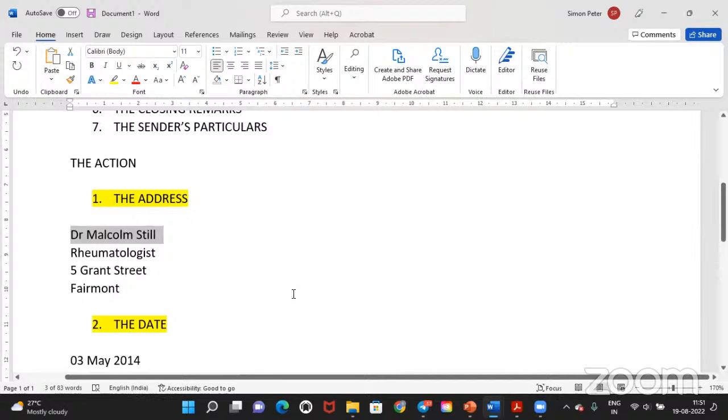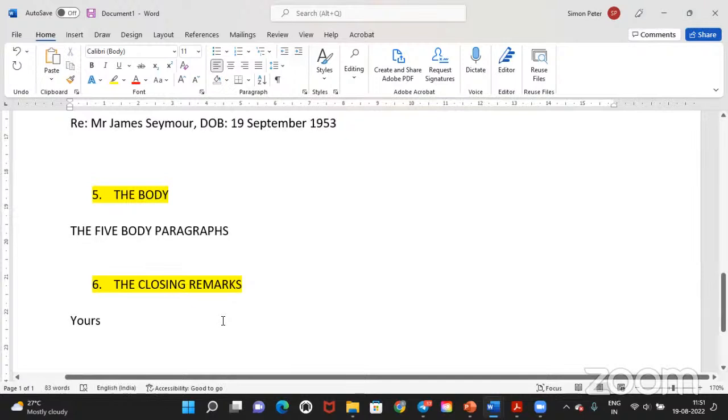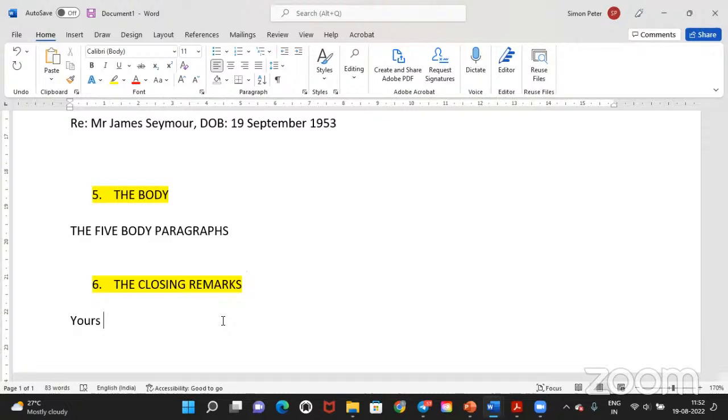If a common noun is there, rheumatologist is a common noun, meaning many rheumatologists may be there. But Malcolm Still is only one person. But rheumatologists may be thousands. So that is called a common name, a professional name. If it is a professional name, to simplify, you have to use yours faithfully. And for a personal name, you have to use yours sincerely. So write yours sincerely and put a comma here.